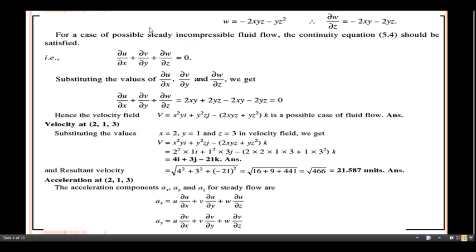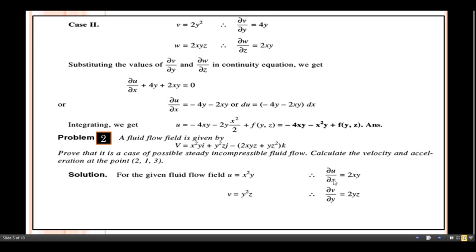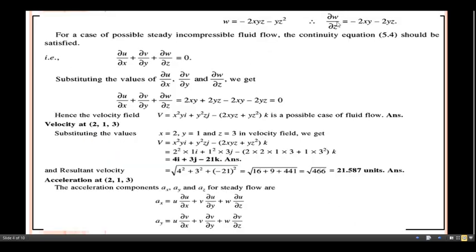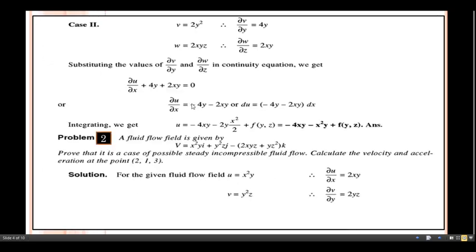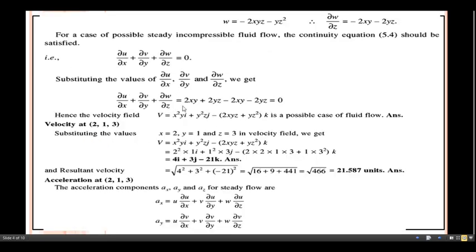Now substitute all these terms, ∂u/∂x, ∂v/∂y, and ∂w/∂z in the continuity equation. If you just see the first term, it is 2xy, next one 2yz. 2yz is written here, 2yz minus this term, minus 2xy, minus 2yz, in this way. And if you look towards the right side of this one, 0 is there. Why do we get 0 here? Because minus 2xy gets cancelled, and minus 2yz as well.